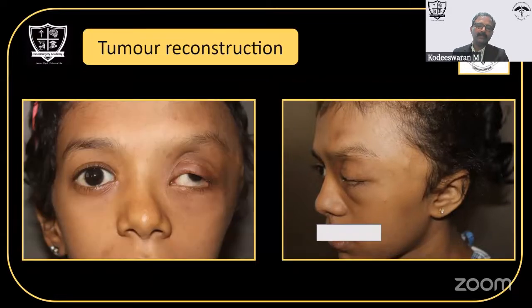This is the child after the surgery. The tumor was totally removed. Now she is doing fine. There was no recurrence.